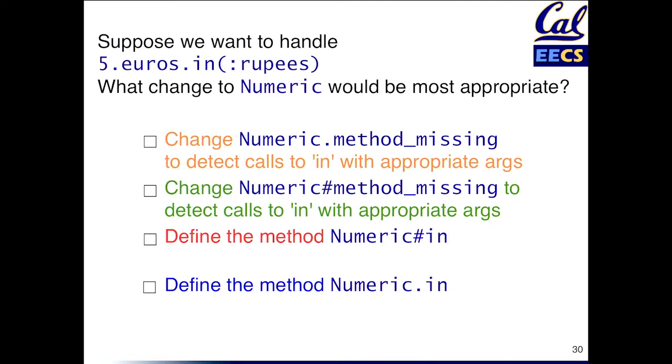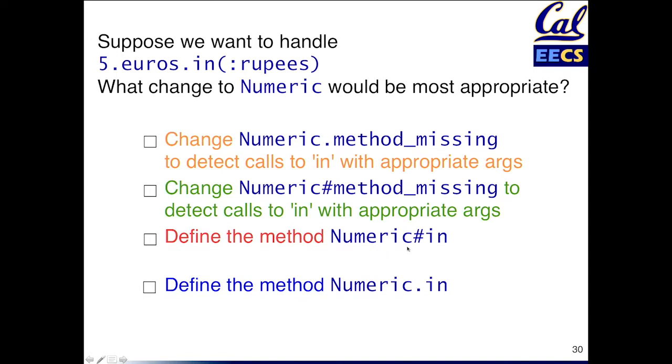One possibility is we could change numeric method missing, and we could detect calls to in and take a look at the arguments. That would be one way. Or so that's Numeric.method_missing, the class method. Or we could change the instance method, Numeric#method_missing, to do that same thing. We could define a new method called in as an instance method of Numeric.